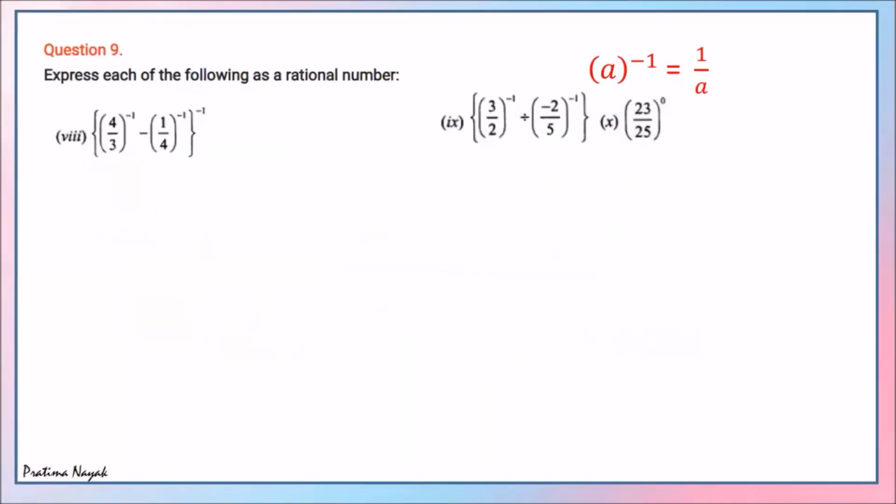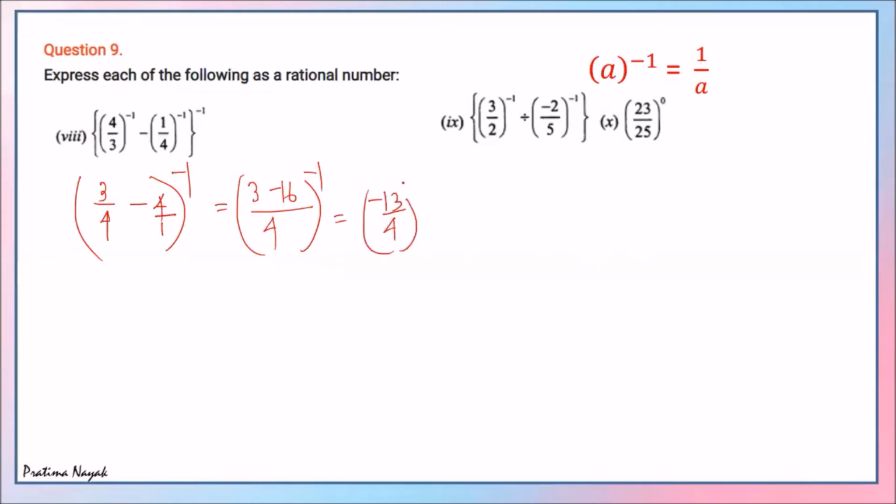Then question number 9, eighth part. In the same way, we will write this as 3 by 4 and this will be 4 only. 1 by 4, its reciprocal is 4 by 1, so 4 whole to the power minus 1. So first you simplify this. 3 by 4, 4 is the LCM. It will be 3 minus 16 to the power minus 1. So minus 13 by 4 to the power minus 1 is equal to minus 4 by 13. Now the ninth part.